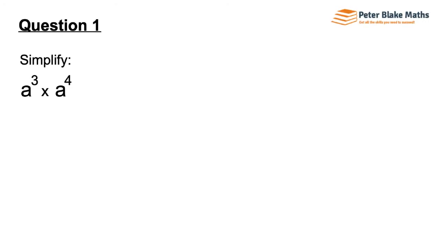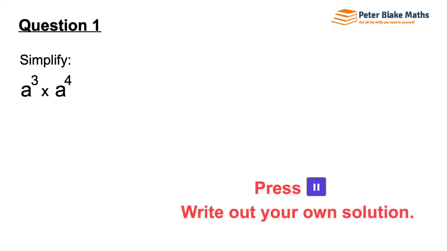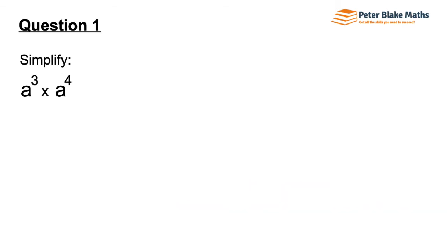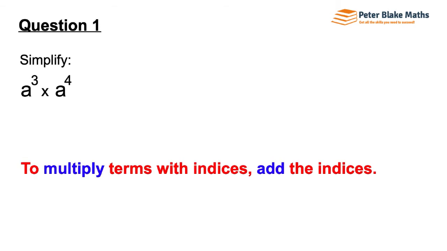Question 1. Simplify a cubed times a to the power of 4. To multiply terms with indices, add the indices. So in this question we get a to the power of 7.